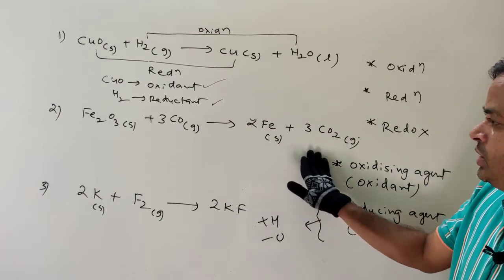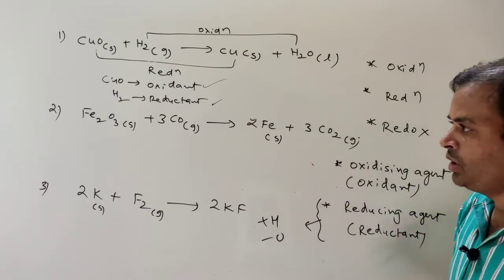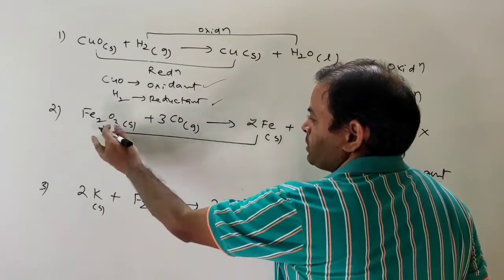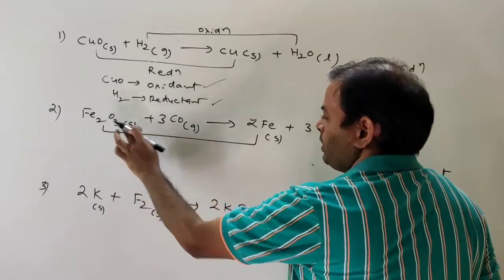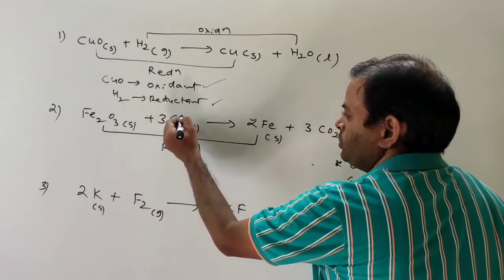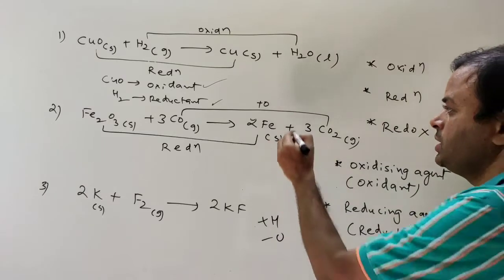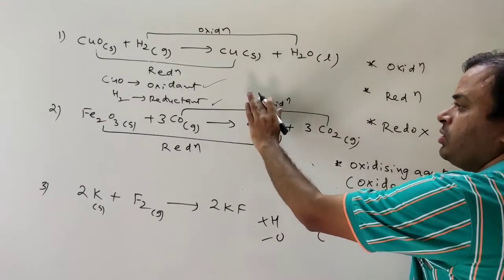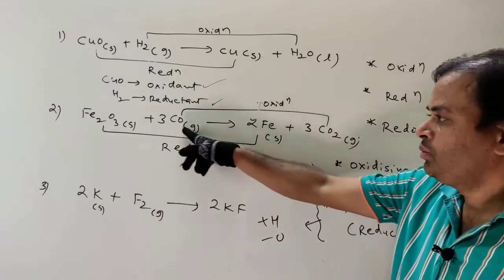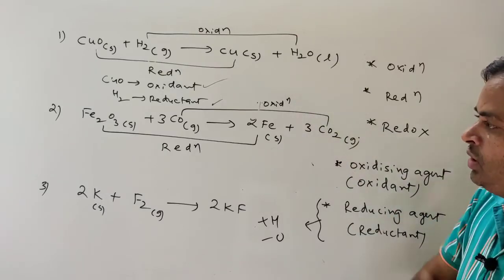Now in this case, how can you justify this as a redox reaction? In Fe2O3, removal of oxygen takes place. These three oxygens are gone, here no oxygen, so this is a reduction reaction. CO to CO2, here addition of oxygen takes place, so this is oxidation. CO has only a single oxygen, here there are two oxygens, so CO to CO2 is oxidation.